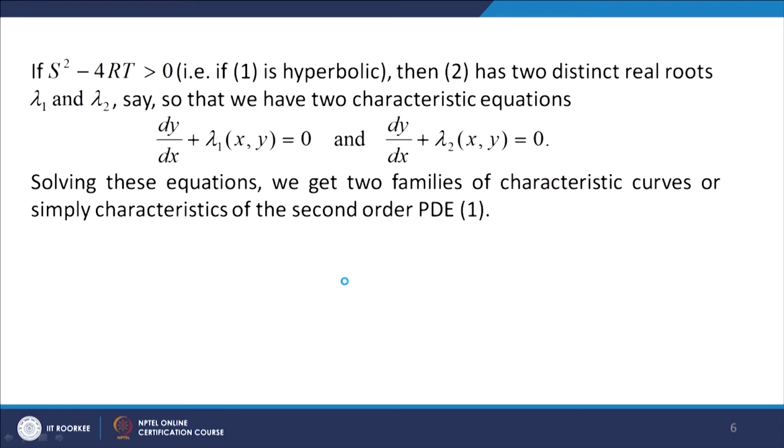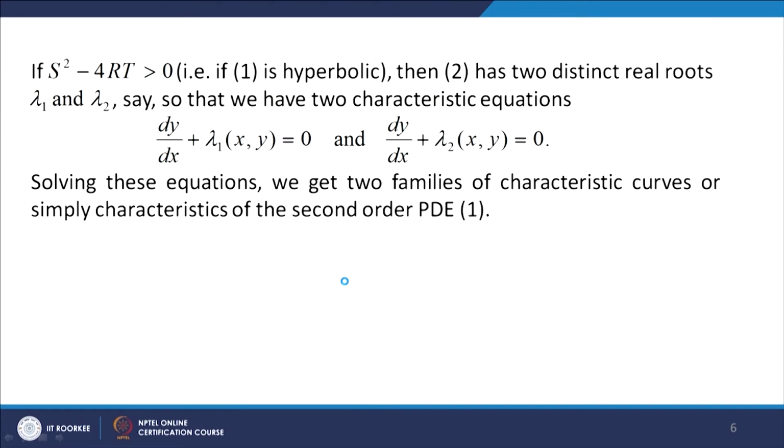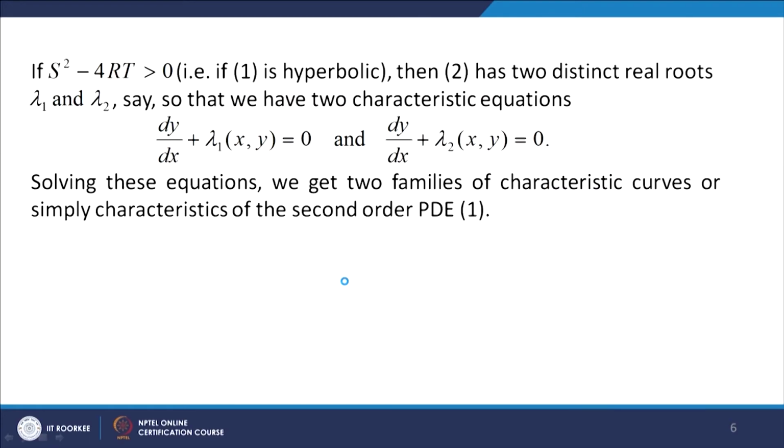If S square minus 4RT is greater than 0, then as we have just seen, equation 1 is hyperbolic, and in this case the lambda quadratic R lambda square plus S lambda plus T equal to 0 has two distinct real roots, let us say lambda 1 and lambda 2, so that we have two characteristic equations dy over dx plus lambda 1(x, y) equal to 0 and dy over dx plus lambda 2(x, y) equal to 0. Now, solving these characteristic equations, we get two families of characteristic curves, or simply characteristics, of the second order PDE given by equation 1.